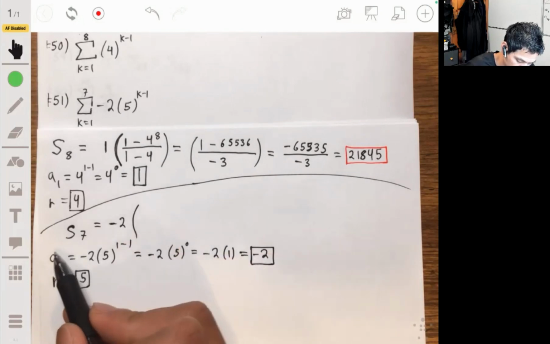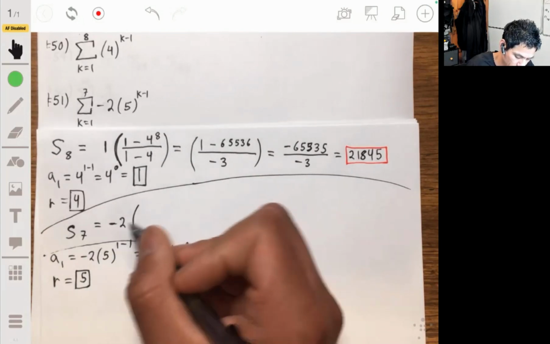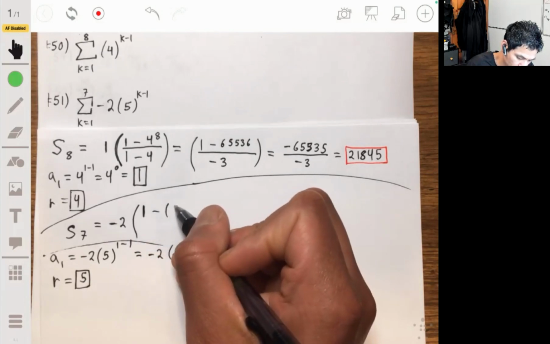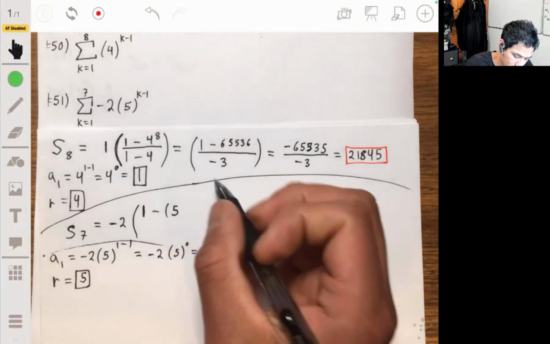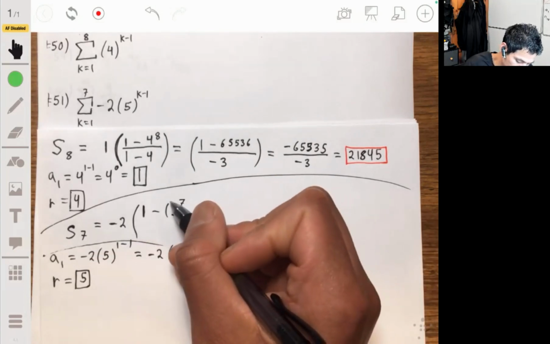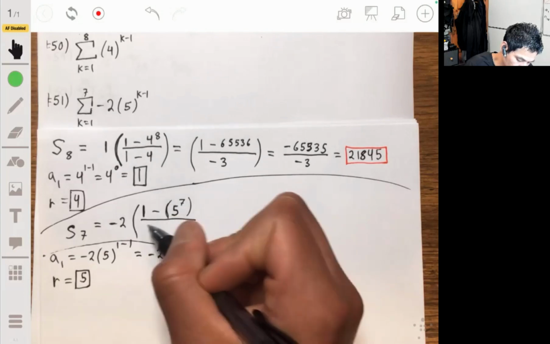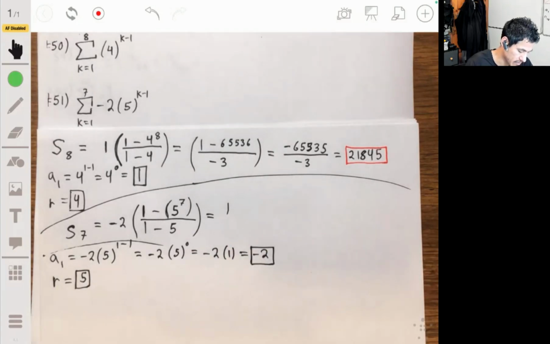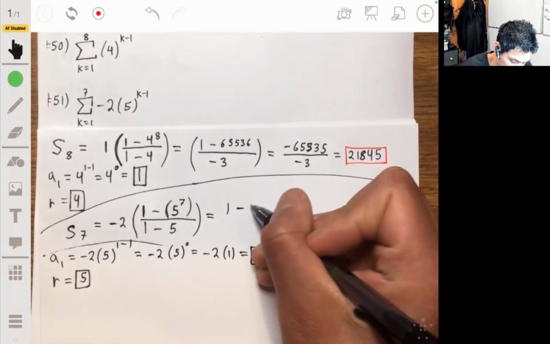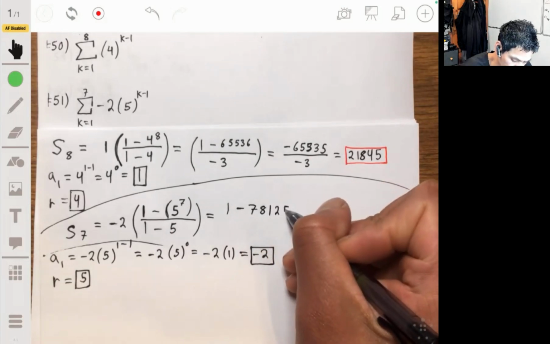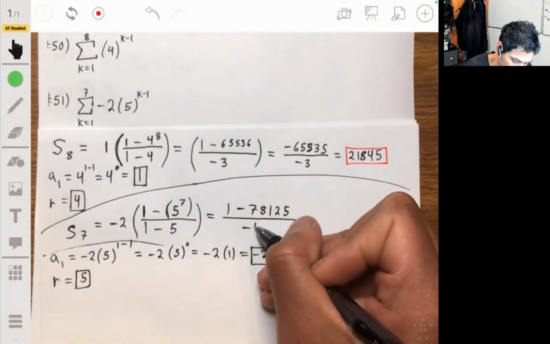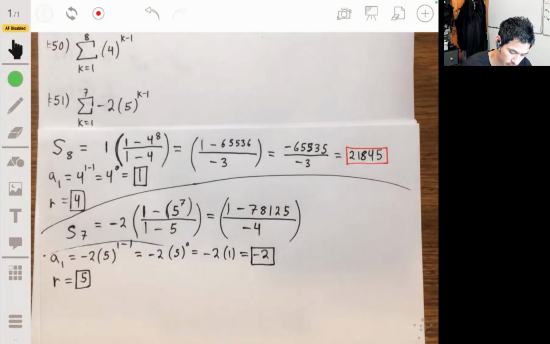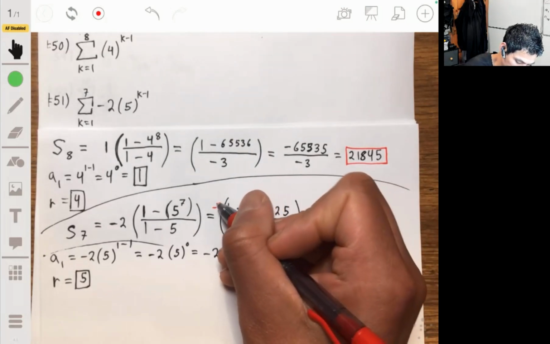So then the sum of the first 7 terms will be A1, which is negative 2, times, a little separation here, 1 minus R, or 5 to the 7th power, over 1 minus 5. 5 to the 7th power is 78,125, all over negative 4. Can't forget about this negative 2 out there. Almost forgot to put all this times negative 2.